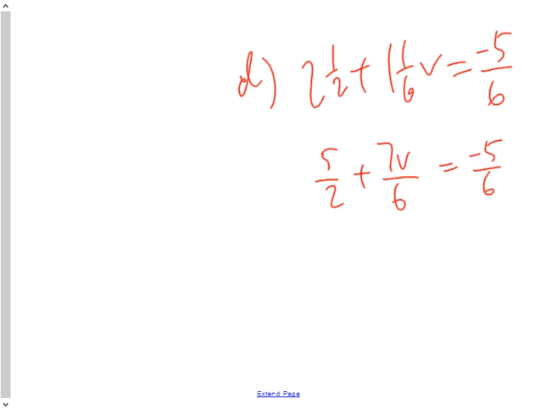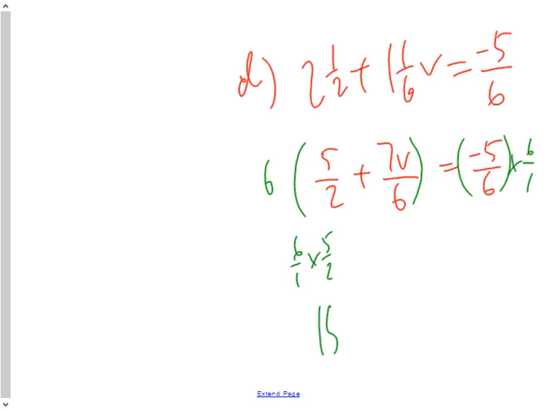Identify you have fractions in there. Be scared. Determine that it's much better to multiply both sides by a common multiple of the denominator, which in this case is 6. And be happy. That would be 30 over 2, which is still going to be 15.